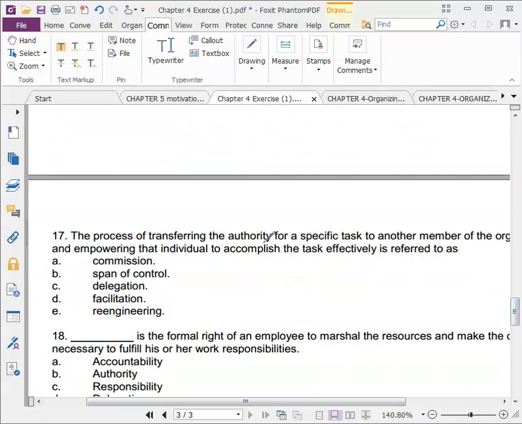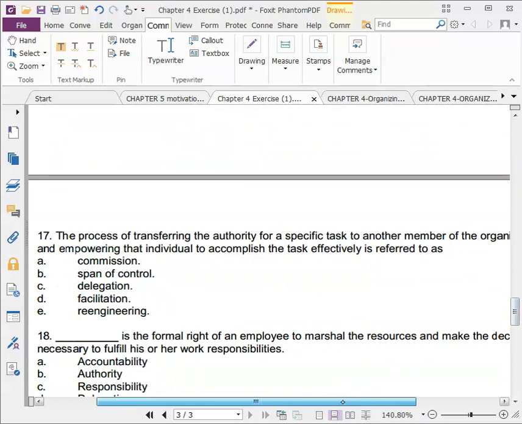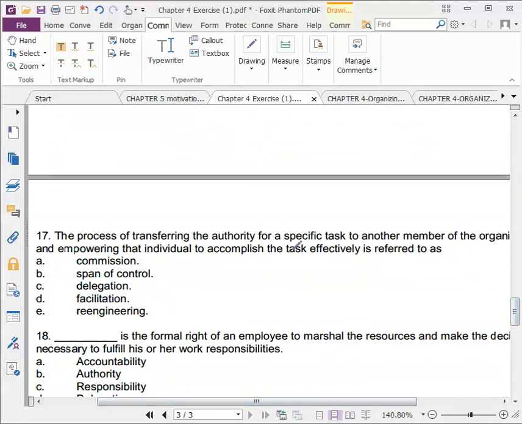17. The process of transferring the authority for a specific task to another member of the organization, empowering the individual to accomplish the task effectively, is referred to as? We transfer the authority to the specific member, to another member in an organization. So which one is the correct answer? Is that commission, span of control, delegation, facilitation, re-engineering? So what say you? Yes, that is correct. So the answer is delegation. Transfer the authority to another member of the organization.